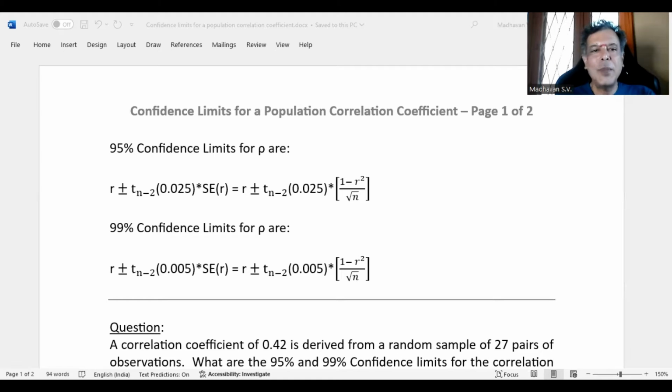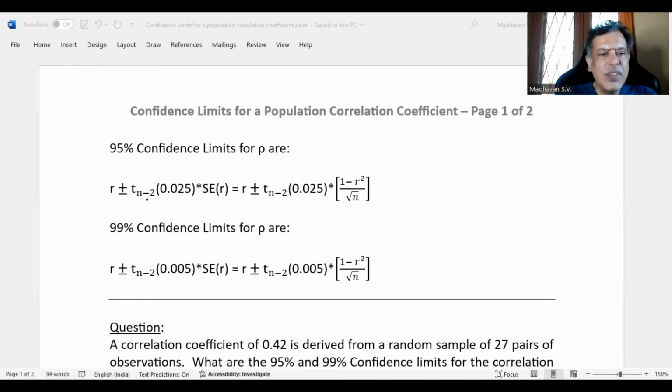In this video, we will understand how we determine the confidence limits for a population correlation coefficient. If we want 95% confidence limits for rho, which is the population correlation coefficient, then it will be R plus or minus t of n minus 2 at 0.025 multiplied by the standard error of R. Standard error of R is 1 minus R square divided by root n.